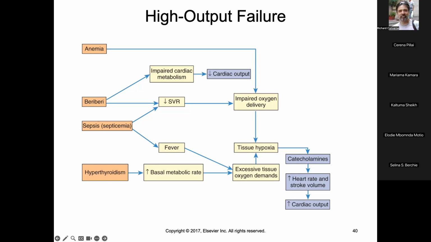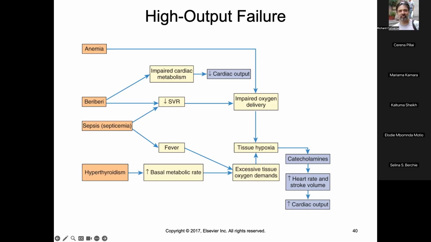With sepsis, okay, you're going to see an inflammatory response. You're going to see a decrease in systemic vascular resistance because of the dilation of all your capillary beds at the same time, okay, due to systemic histamine release, okay? That results in impaired oxygen delivery, okay? You're going to trigger fever, which is going to increase oxygen demand from tissue. You're going to get tissue hypoxia, resulting in release of catecholamines and an increase in heart rate and stroke volume and an increase in cardiac output, right?